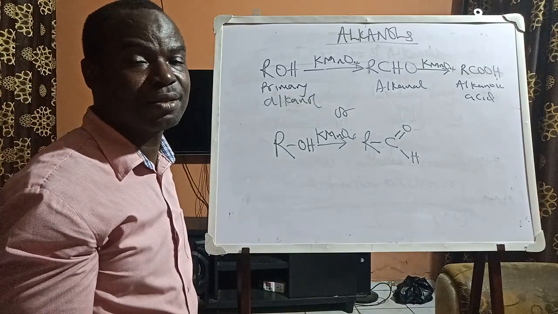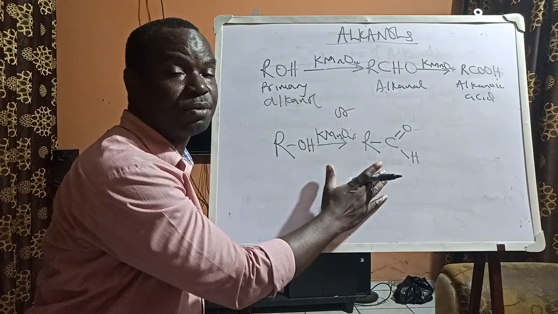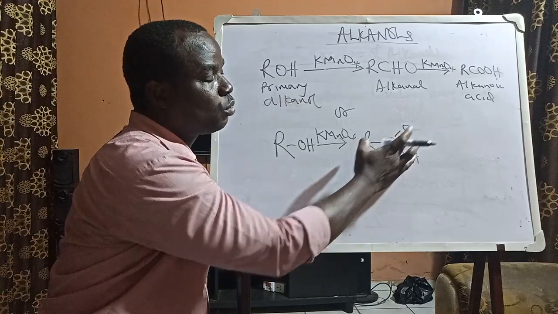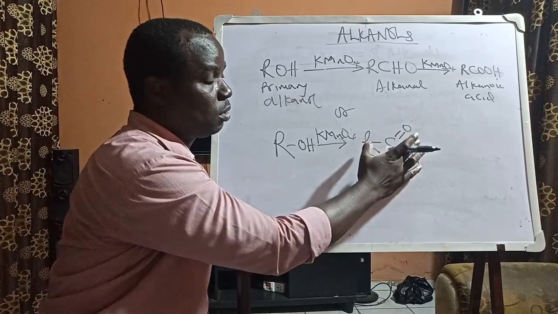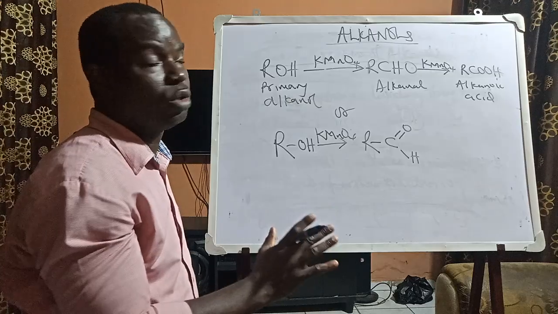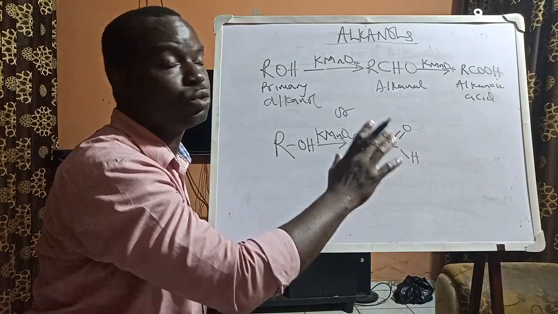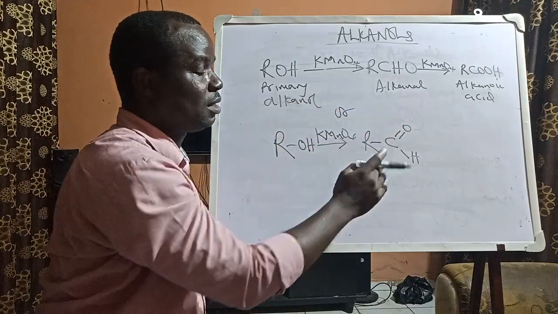This is how you spread it. So you see this one now. The carbon to oxygen is a double bond. So that's how you write it. But if you want to use line structure like this, it's either like this or like this. That is an alkanal.